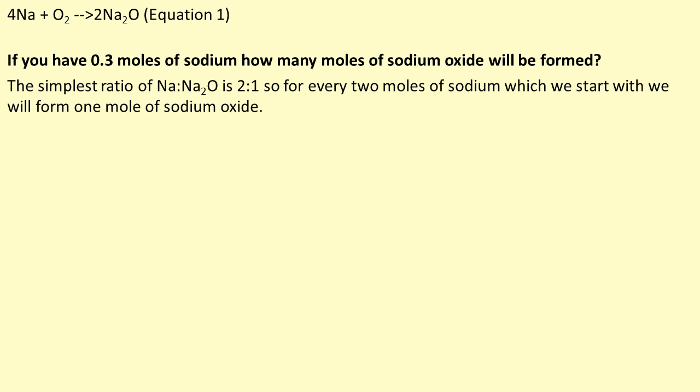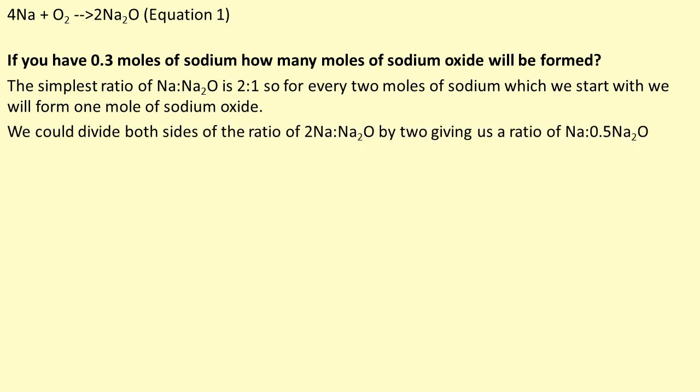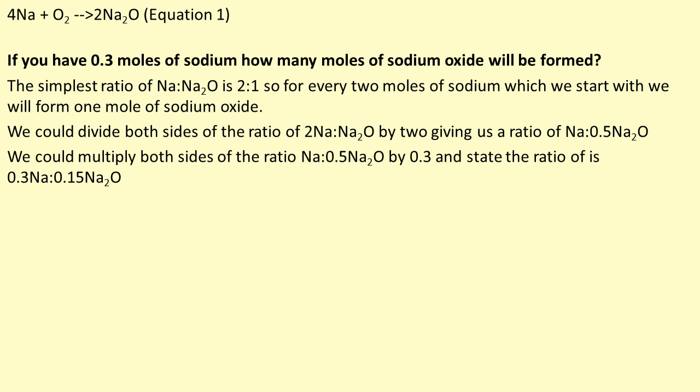If you have 0.3 moles of sodium, how many moles of sodium oxide will be formed? The simplest ratio of sodium to sodium oxide is 2 to 1. So for every 2 moles of sodium we start with, we will form 1 mole of sodium oxide. We could divide both sides of the ratio by 2, giving us a ratio of 1 mole of sodium to half a mole of sodium oxide. We could then multiply both sides of the ratio by 0.3 to give us the ratio 0.3 moles of sodium to 0.15 moles of sodium oxide.